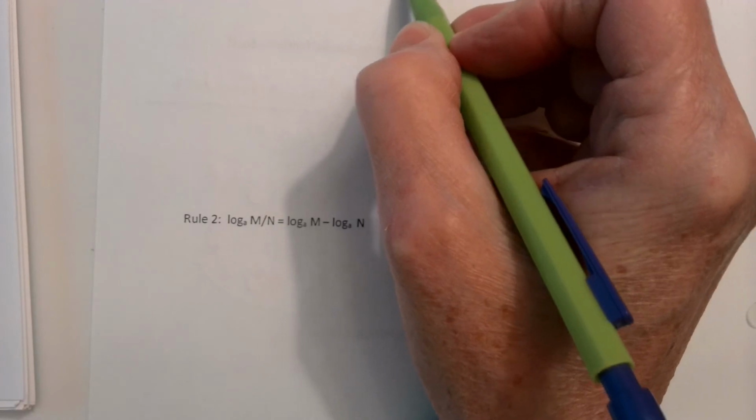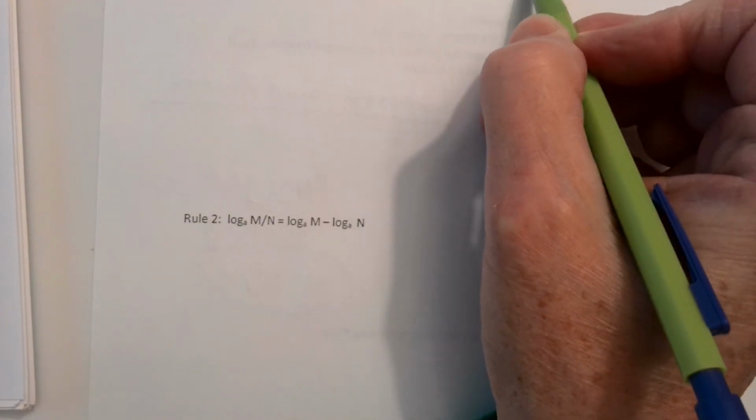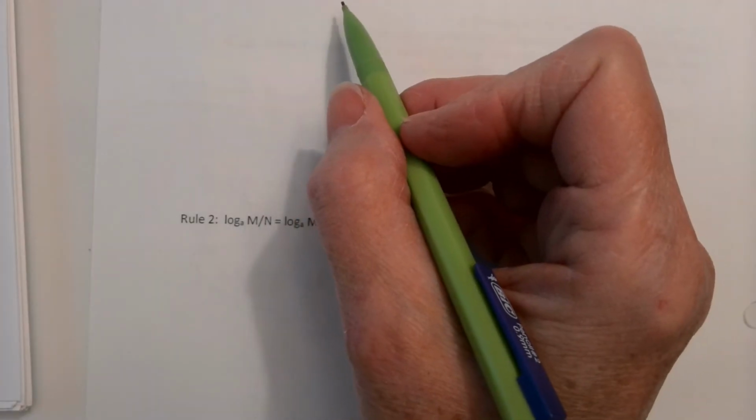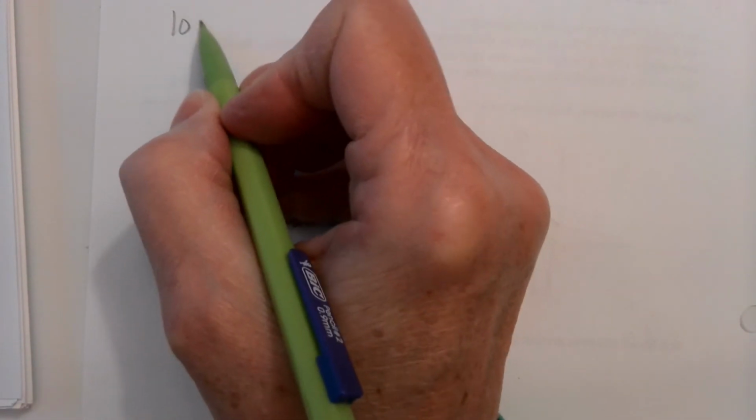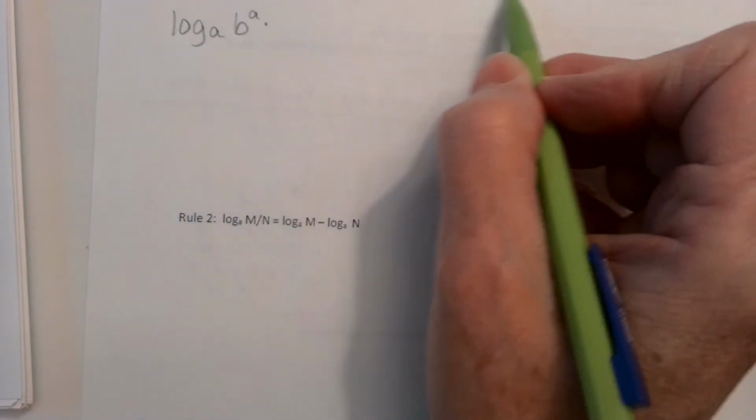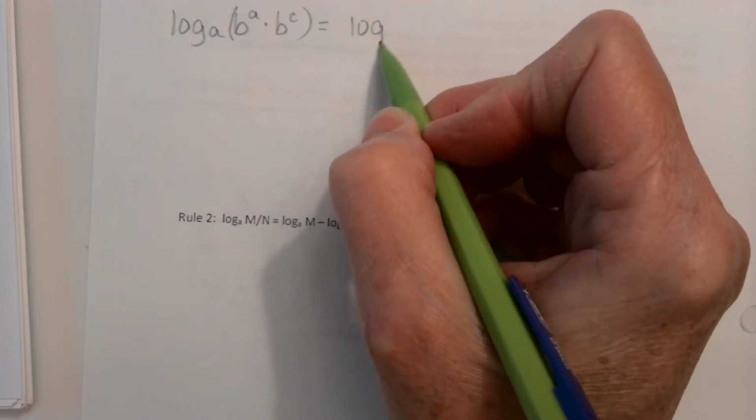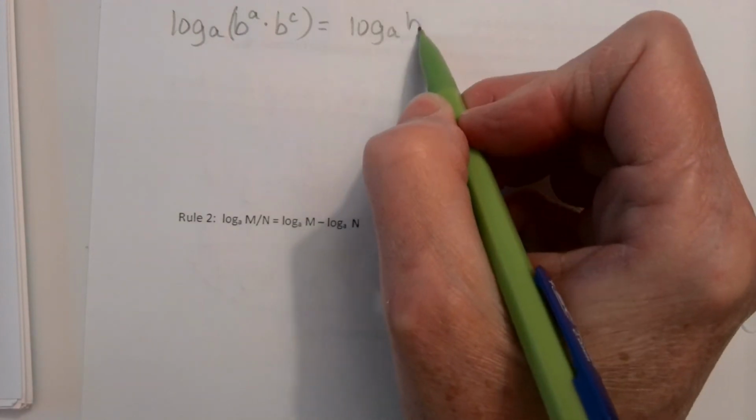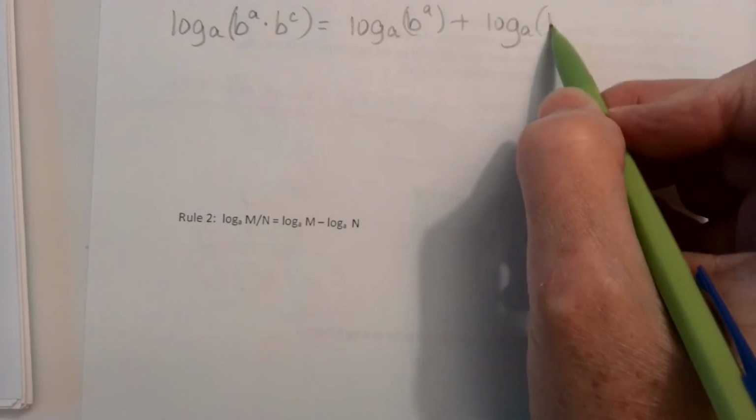We know that there is one log rule. Let m be b to the a, and let n be b to the c. Then I'm going to show you how this log rule is correct. I'm going to take each of these and sub it in. So log base a of m, which is b to the a, times n, which is b to the c. I'm going to show you that that's equal to log base a of b to the a for m, plus log base a of n, which is b to the c.